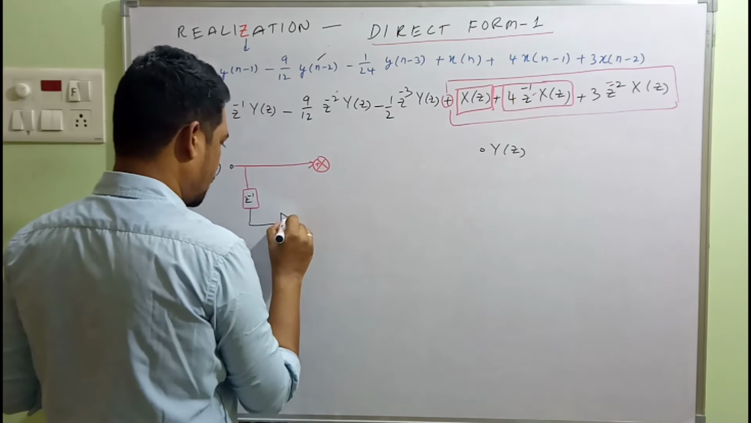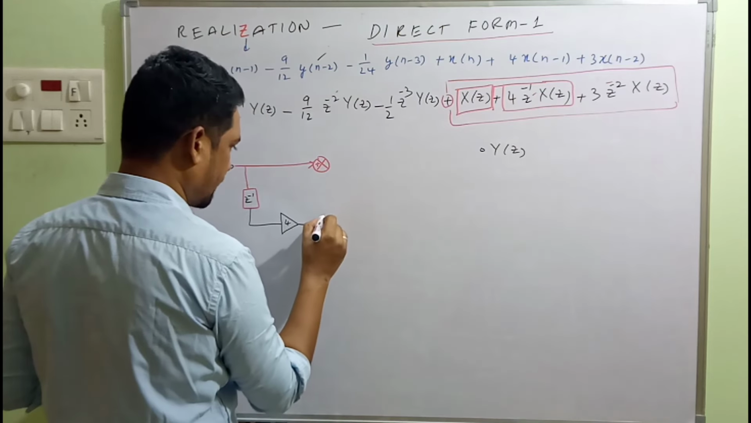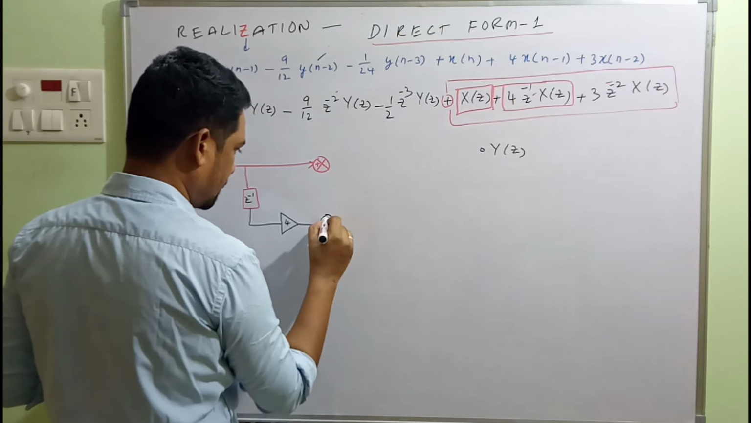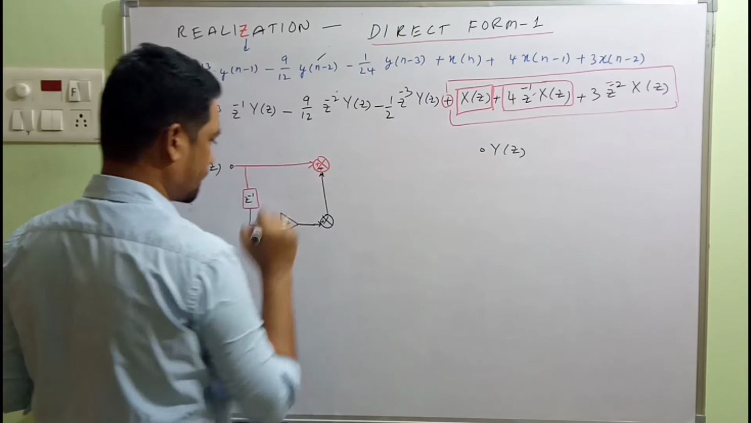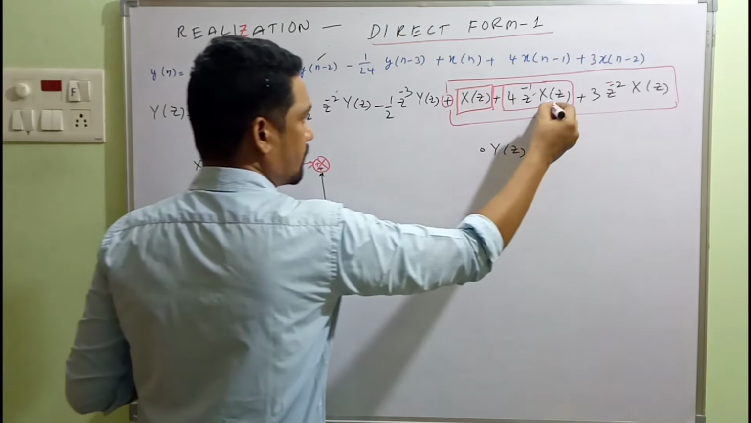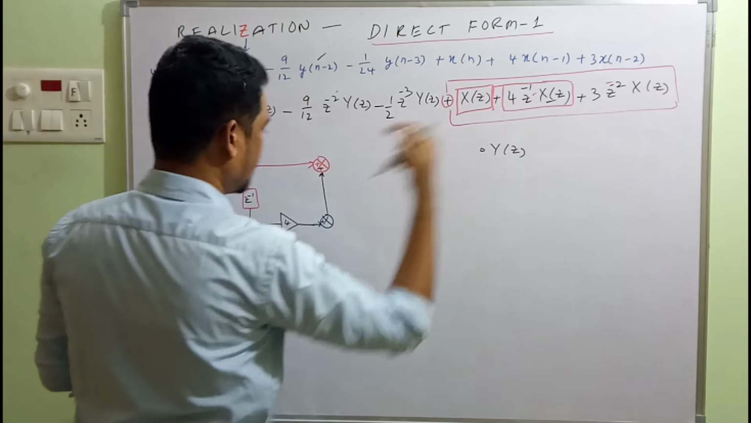It's a 4, positive 4, okay, and a summer over here with a positive, and that goes, it's a positive over here, okay. So that gives this one. And how to construct that one?